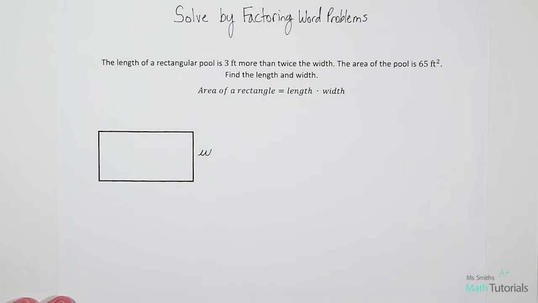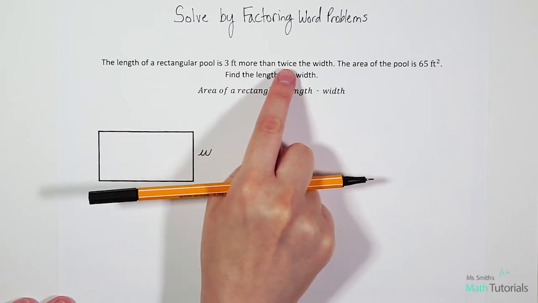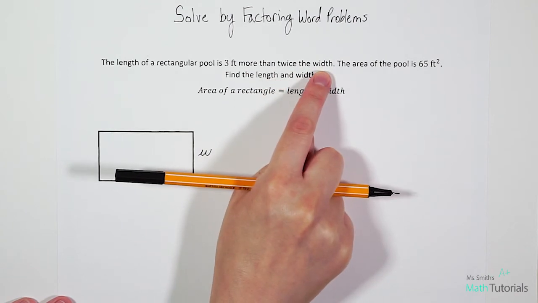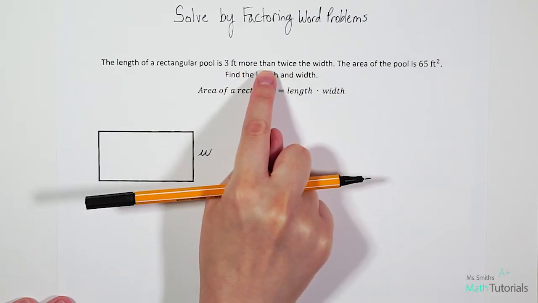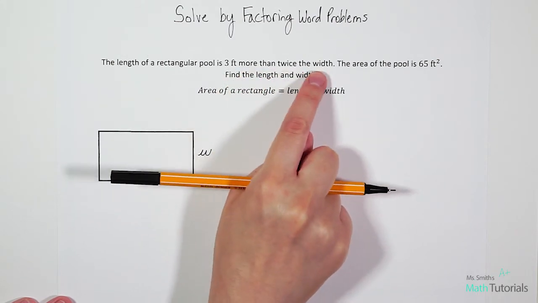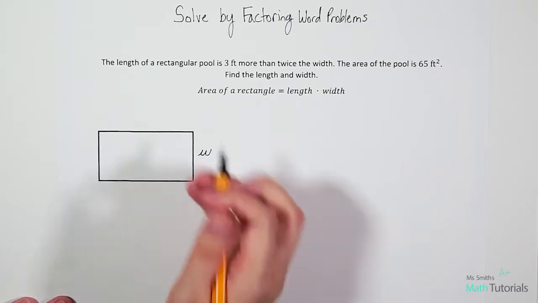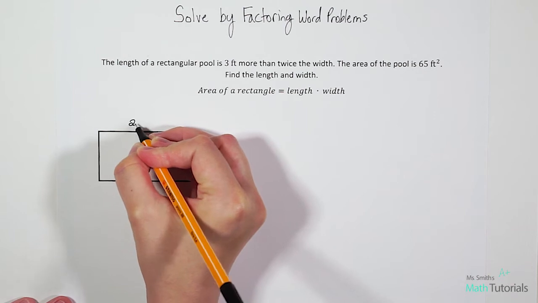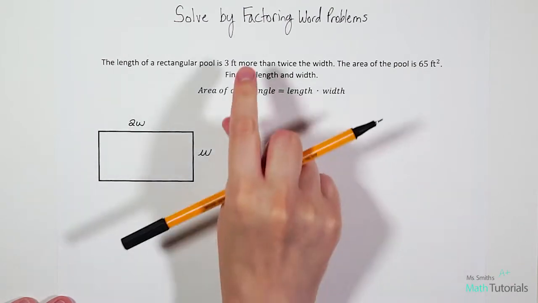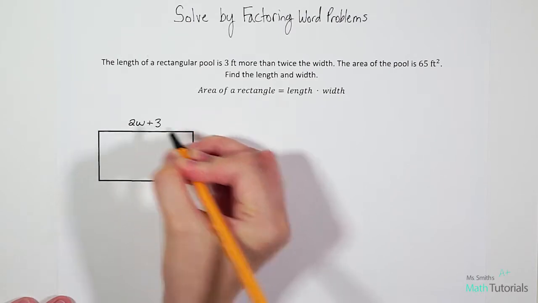Now the length, it says up here, is 3 feet more than twice the width. 3 feet more than indicates to me that we're going to be adding 3, but twice the width tells me that we're going to take that W, our width, and we're going to double it, right? Anytime you twice something, that means we times it by 2. So we're going to take the width and double it. And then it's 3 feet more than that, so we're going to add 3 feet.